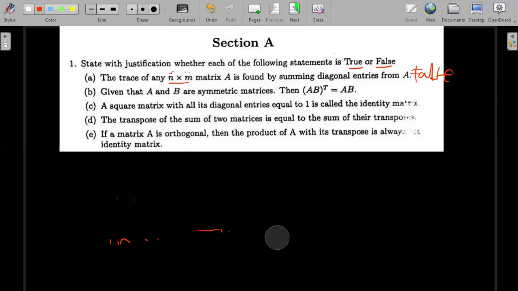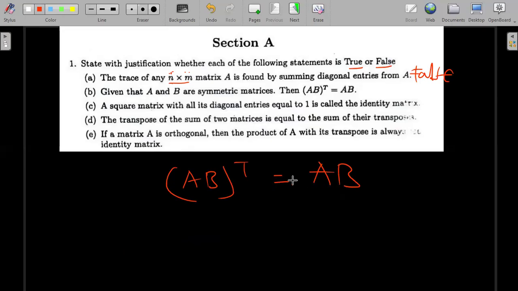And then on B, let's read the question. They're saying given that A and B are symmetric matrices, then (AB) transpose is the same as AB. Do you think this statement is true or is it false? This is a very important concept that you must get as you are learning the transposes. So what did we say our transpose is going to be when we get the product of two matrices, according to the notes?